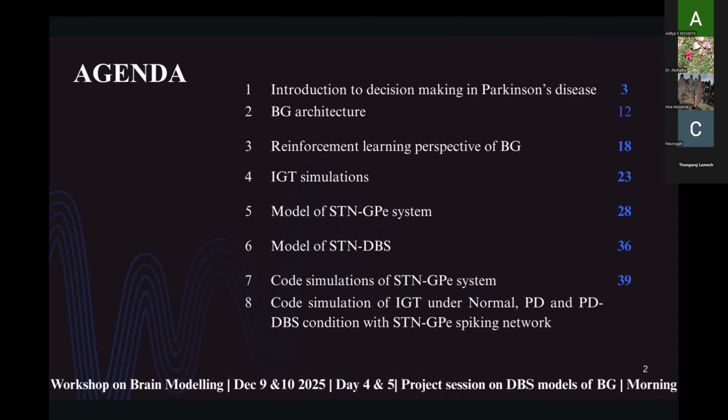Once we do the code simulations, you can look at how the normal behavior of the STN-GPE system looks, how the PD behavior, that is, the Parkinsonian behavior, looks, and how the Parkinsonian with DBS behavior looks. I mean, PD with DBS behavior. Then we'll integrate the entire STN-GPE system into the overall basal ganglia architecture and again simulate IGT and see how the performance looks. This is the overall agenda that we will be doing today.